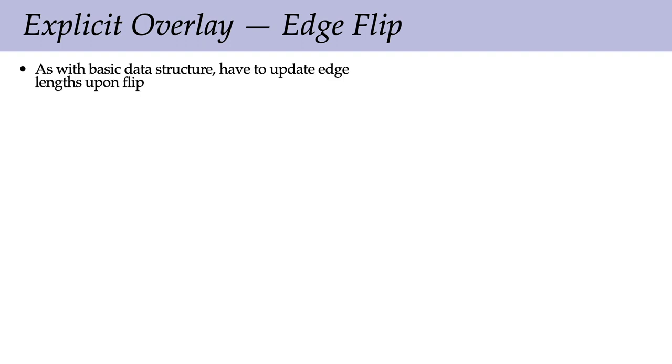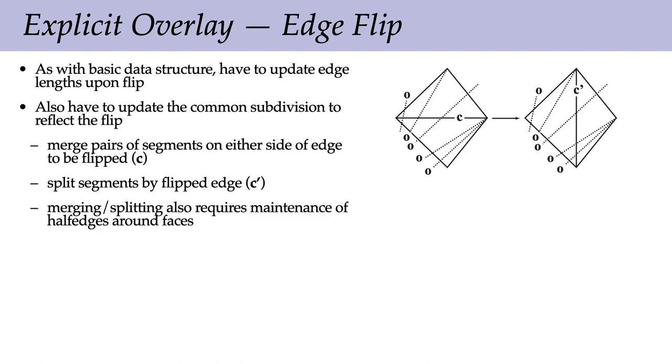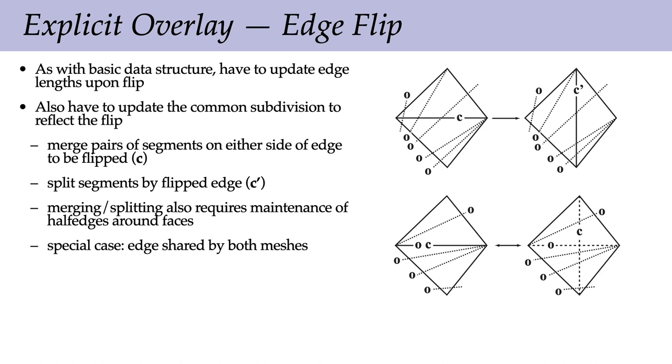So why is this so tricky? Well, let's think about how you'd implement an edge flip with an explicit overlay. As with a basic data structure, we have to update our edge lengths, of course, but we also have to update the common subdivision to reflect the flip. What that means is we're going to have to merge pairs of segments on either side of the edge to be flipped, this edge C, and then after we're done with that, we have to split again segments along this flipped edge C prime. Merging and splitting of all these different segments also requires maintenance of half edges going around the faces. So quite a lot of work to do even just one edge flip. We also have to think about special cases, like what happens if we flip an edge back onto an edge shared by both meshes and so forth.